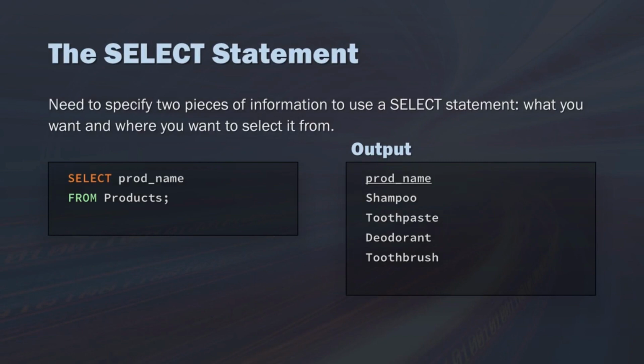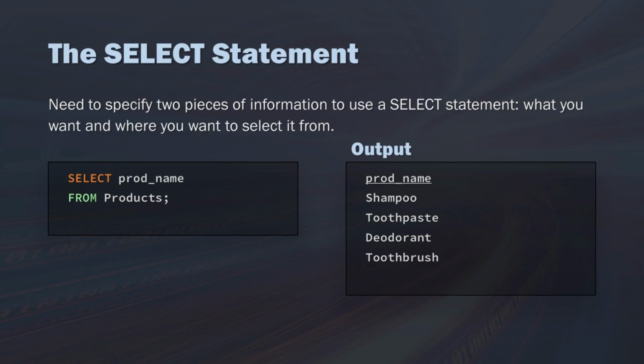With a select statement, you're going to specify two pieces of information: what you want to select and where you want it from. Let's look at the concept using an example. So in this example, I'm going to select product name, that's the column from the table I want, and then I'm going to say where I want to get it from.